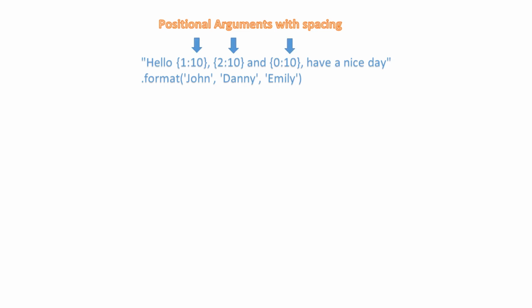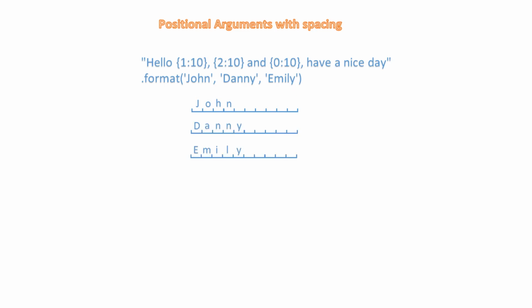I have allocated 10 spaces to each positional argument. If the value is less than the allocated space, then the value will be concatenated with additional spaces. You can see for the value John, out of 10 spaces, 4 spaces are allocated for the letters and it leaves 6 spaces towards the right side. Similarly, for Danny and Emily, it leaves 5 additional spaces. So the output looks like this. Here each value is appended with additional spaces.